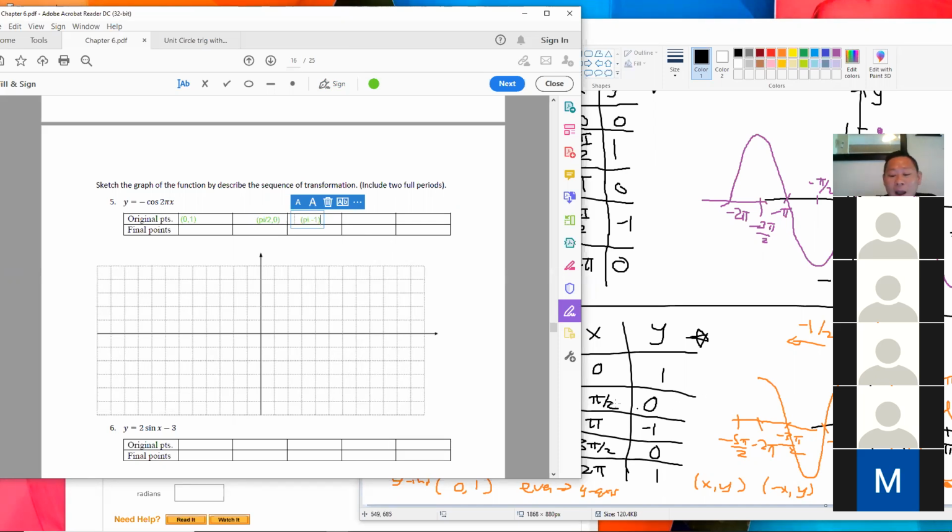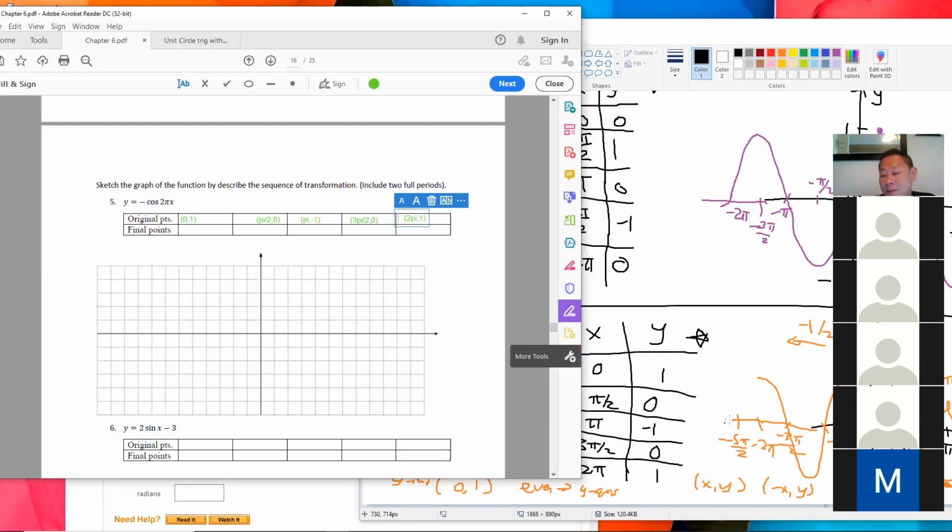So 0, 1, pi over 2, 0, pi, negative 1. And then the next one will be 3 pi over 2, 0. And the last one is 2 pi, 1. So this will be your 5 original points here.